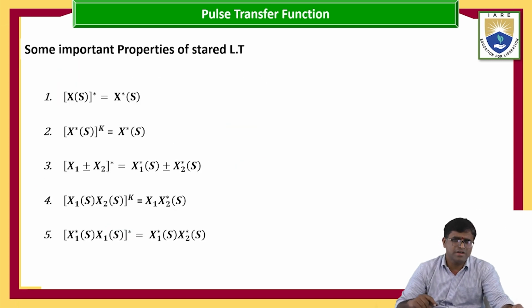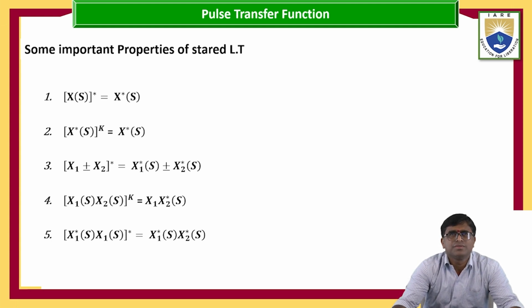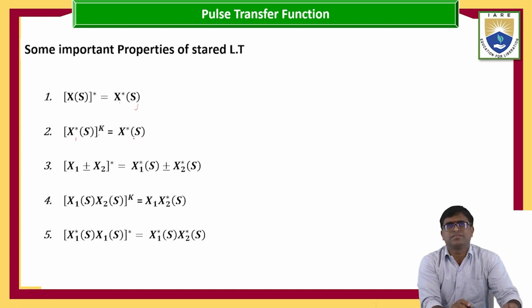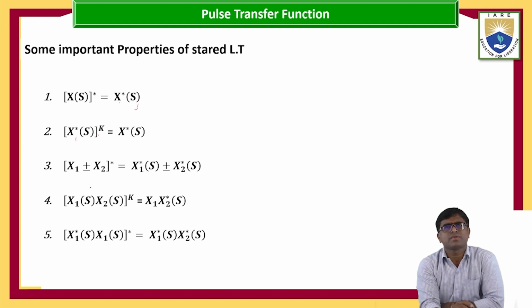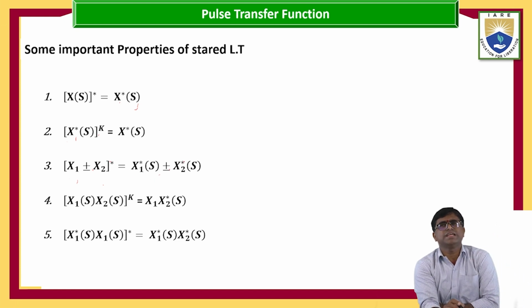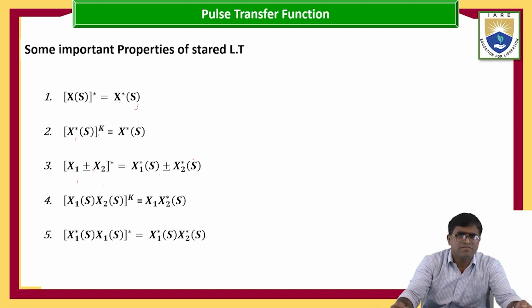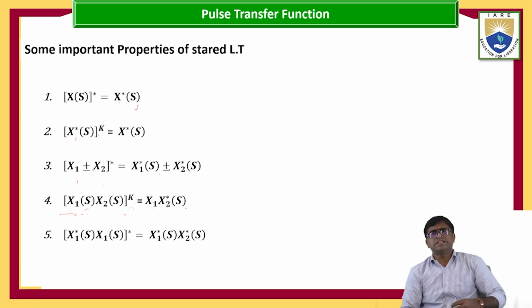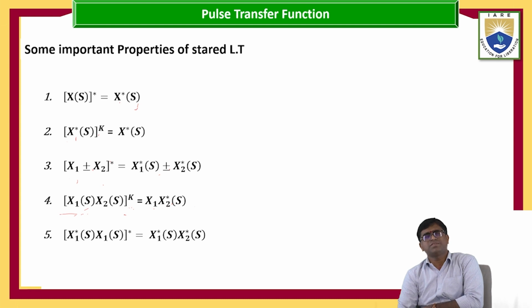Let us take some of the important properties of the star Laplace transform. If X(s) is given, then the star Laplace is X star of s. Remember this. With two functions x1 and x2, if we add and take the star, it is X1 star plus or minus X2 star. Another property is with respect to the product X1(s) X2(s), which comes as X1 X2 star of s, where the second variable is only for the star Laplace transform.